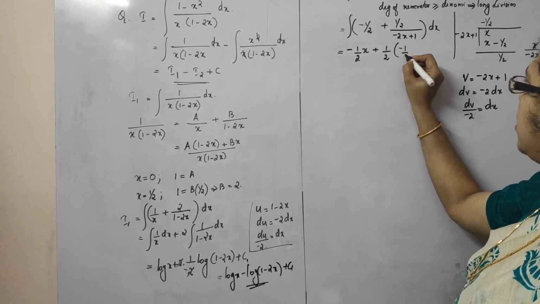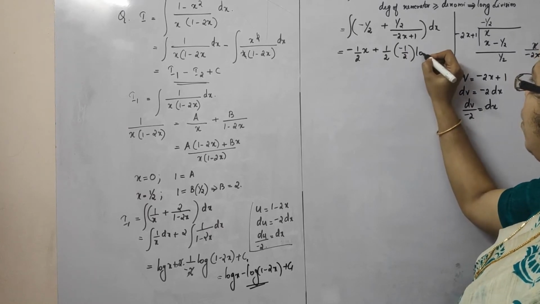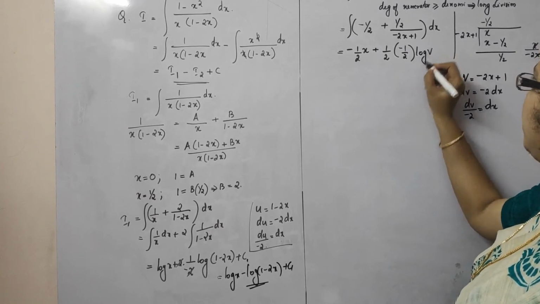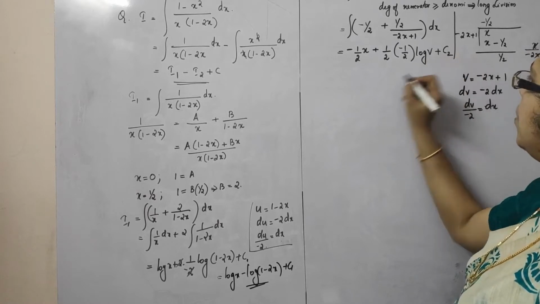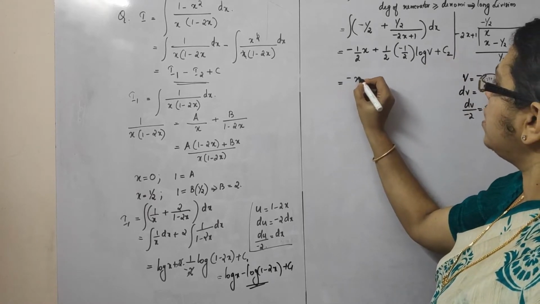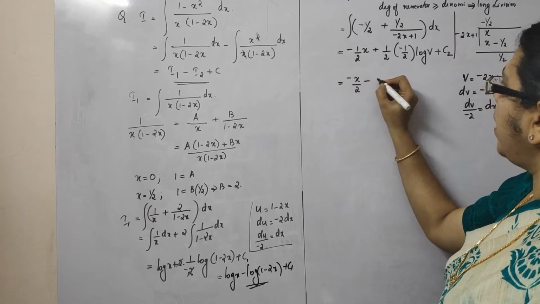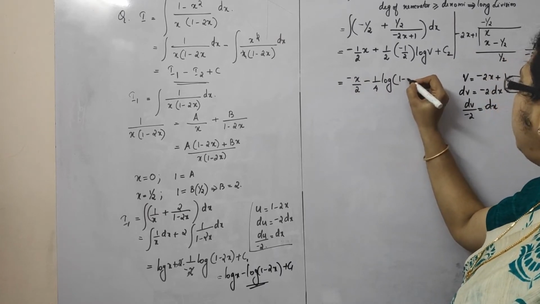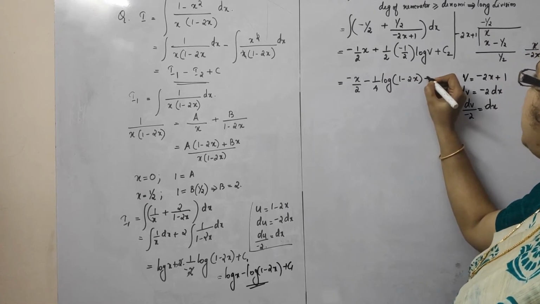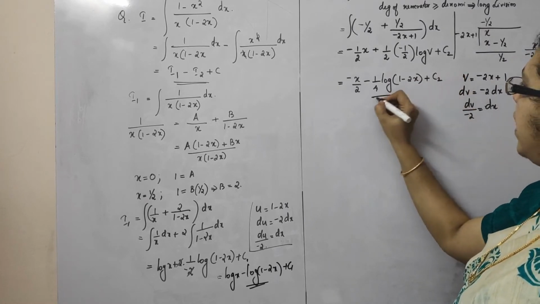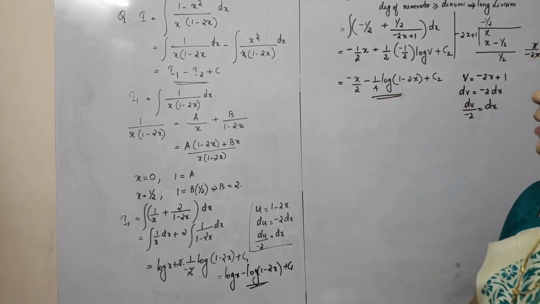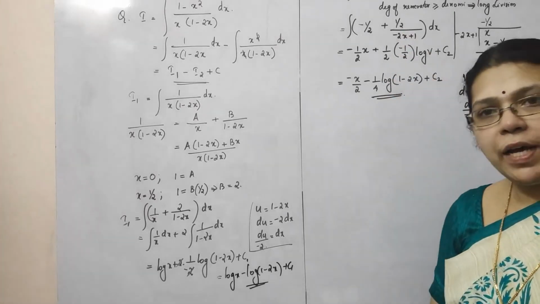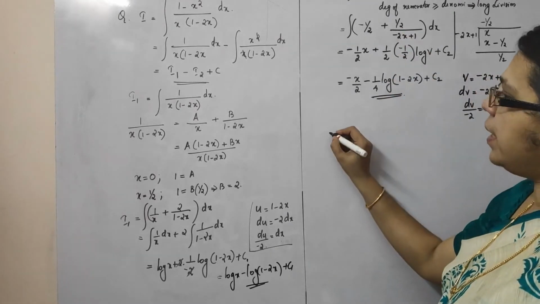So that is minus of 1 by 2 into log u, or log v, plus c2. So this is equal to minus of x by 2 minus 1 by 4 log of 1 minus 2x plus c2. So this is the expression after integrating the value of I2. Now I am going to write the entire thing.